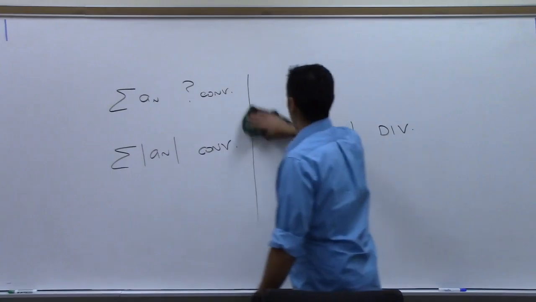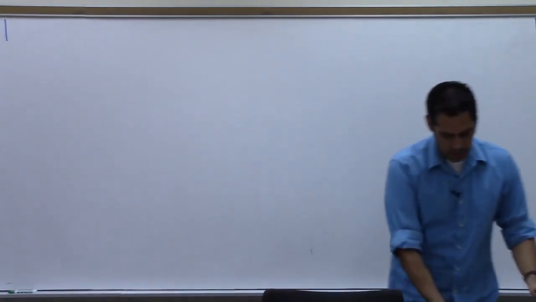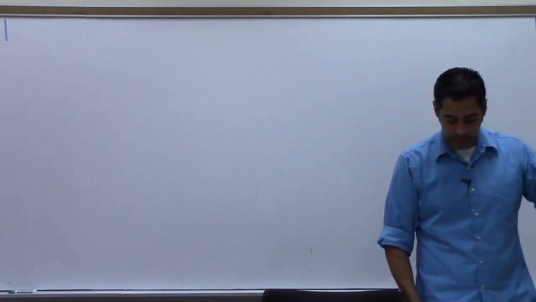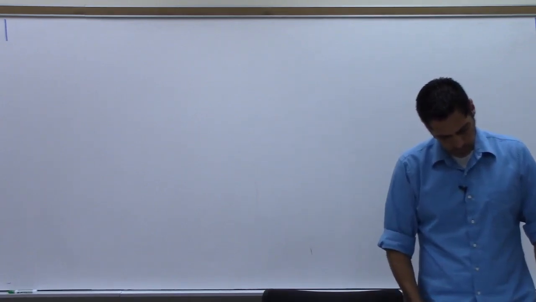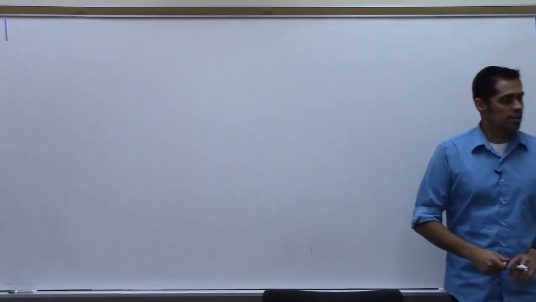Okay, let's move on. Maybe do another example. See if I've got another example in here. Yes? So if that converges but the absolute value diverges, it's conditional convergence. Yep.